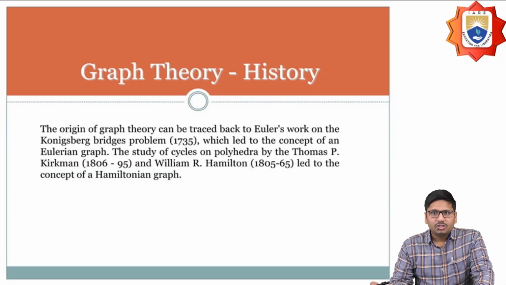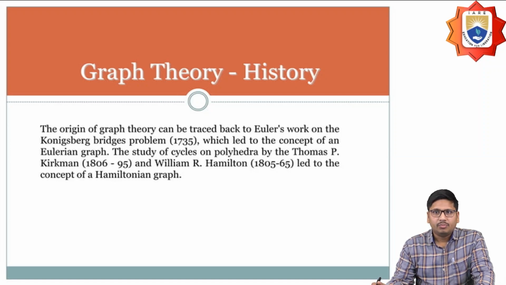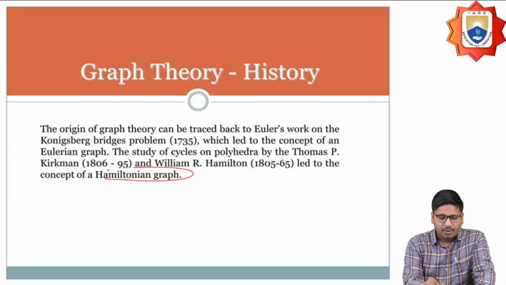When it comes to the history of graph theory, the origin can be traced back to Euler's work on the Konigsberg bridge problem, identified in 1735, which led to the concept of an Eulerian graph. And the study of cycles by Kirkman and William Hamilton led to the concept of the Hamiltonian graph.